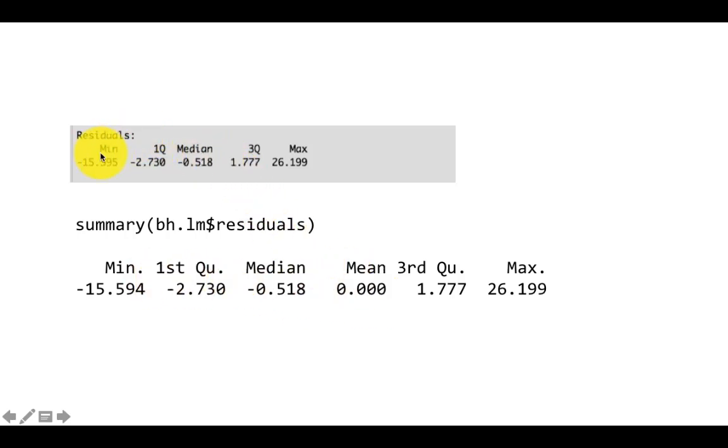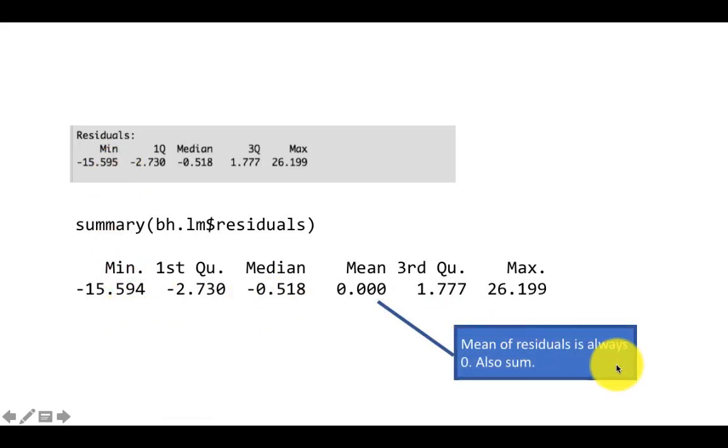When you see residuals and it's telling you the summary, most of the numbers match closely, except for this number. It says 595, it says 594 here. I'm not sure exactly where this round off error comes from. So the sum and the mean of the residuals are always 0. That's a property of linear regression.